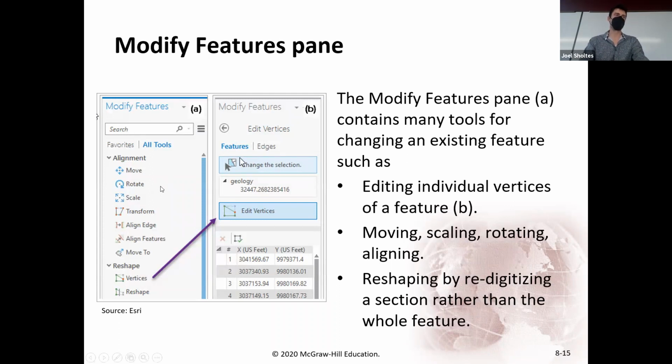We have the modify features pane, and this is for modifying existing polygons or shapefiles. Editing vertices is the most basic tool we have, where you just click on a vertex and drag it where you want it to go.